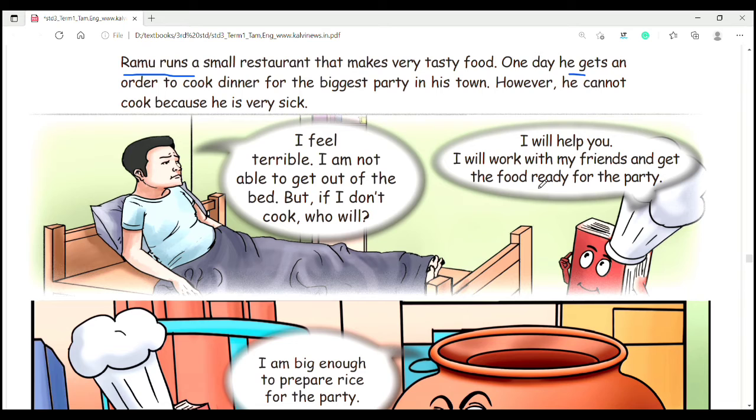I will help you. I will work with my friends and get the food ready for the party. So who is talking to Ramu? Who is this person wearing a cap? It looked like a chef, right? But who is this? It's a recipe book.